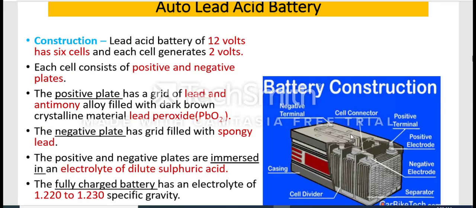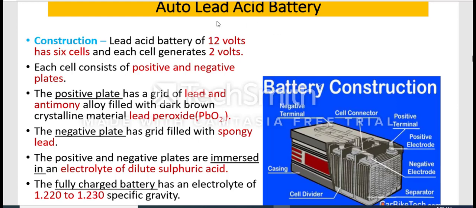Now next is the automobile lead acid battery. First of all, what is meant by battery? We have already seen that a battery is a device which converts chemical energy into electrical energy. So what is a lead acid battery? The battery which uses sponge lead and lead peroxide for the conversion of chemical energy into electrical energy is called a lead acid battery.